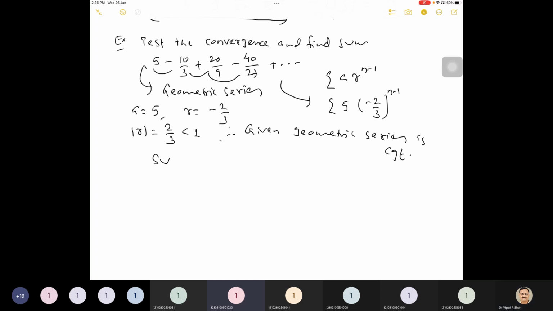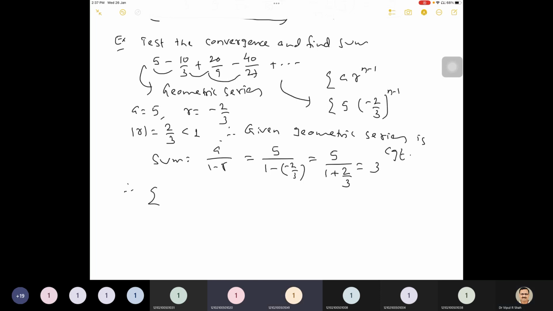What is the sum? A upon 1 minus R. A is 5. 1 minus R, what is R? Minus 2 by 3. So this is 5 upon 1 plus 2 by 3, and so it is 3. Yes or no?